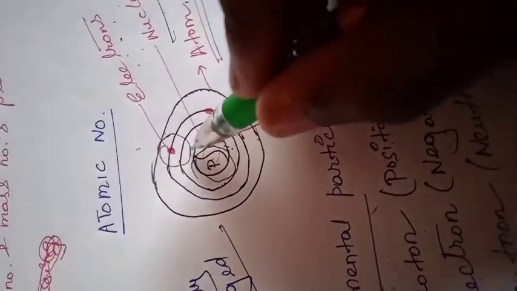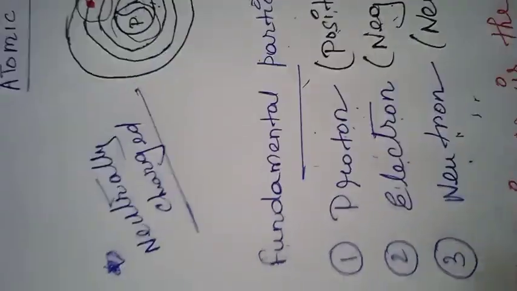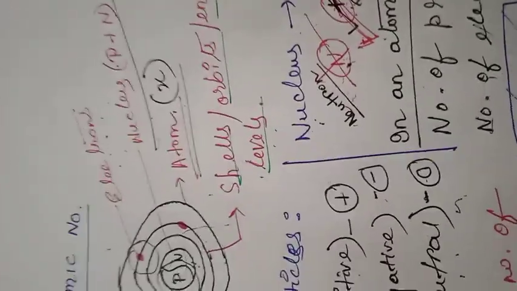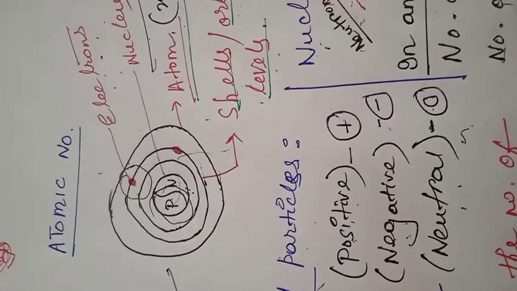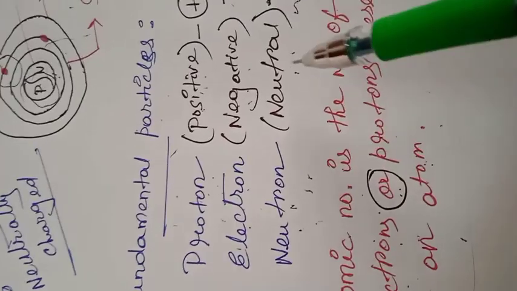Now inside that atom X, we have a nucleus. Inside every atom there is a nucleus, and around the nucleus we have the shells, orbits, or energy levels. In those shells electrons roam about. There are three fundamental particles: proton, electron and neutron. The nucleus has protons and neutrons, and the shells contain the electrons. The charge of a proton is positive, the charge of an electron is negative, and the charge of a neutron is neutral.